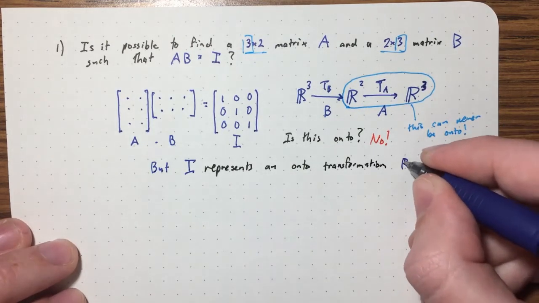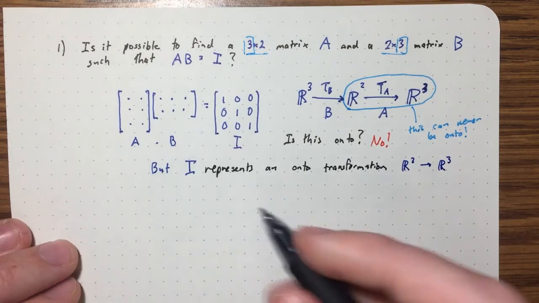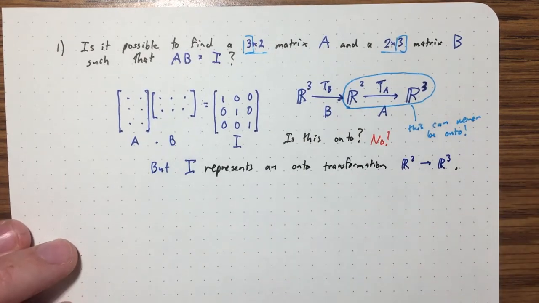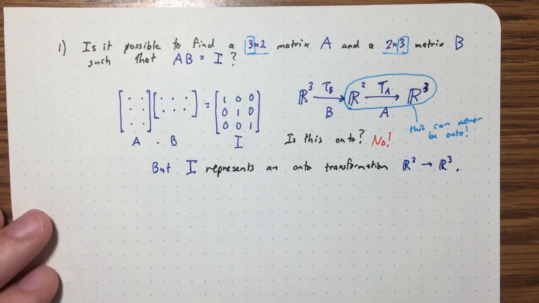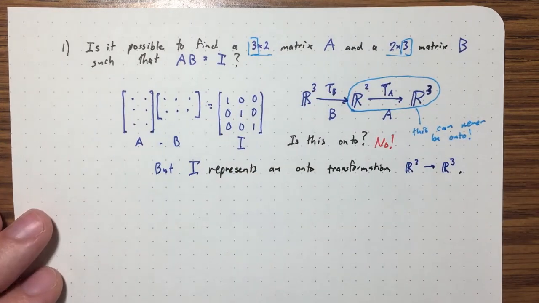From R3 to R3. Right? It's also one-to-one. It's one-to-one and it's onto. You'll see it has 3 pivots. It's already in best possible form.